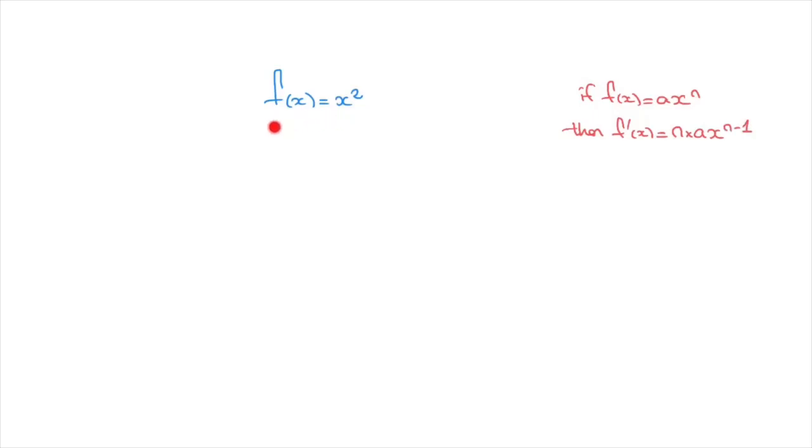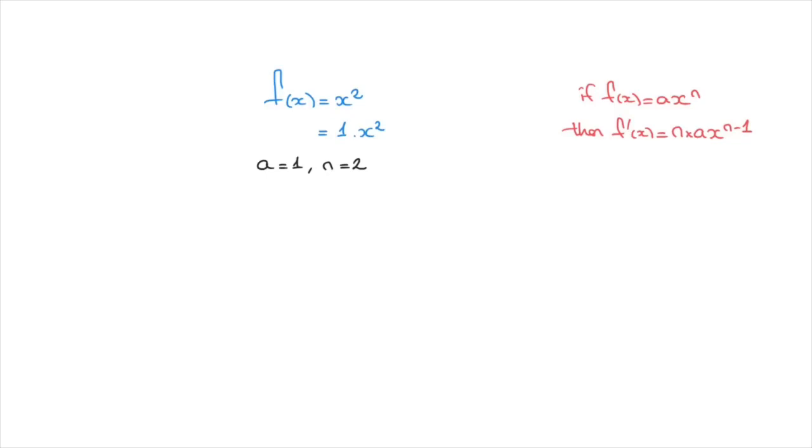Now, comparing the function we have here to the generic function f of x equals a times x to the power of n, we can see right away that n, in this case, is 2, but we don't necessarily see what a is. Well, it's important to remember that when we write f of x equals x squared, we can think of this as 1 times x squared. And now we can see right away that a is simply equal to 1. So to use the power rule, we have a equals 1 and n equals 2.